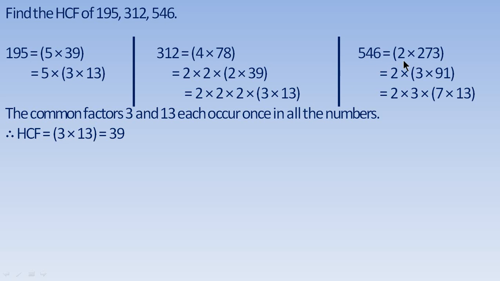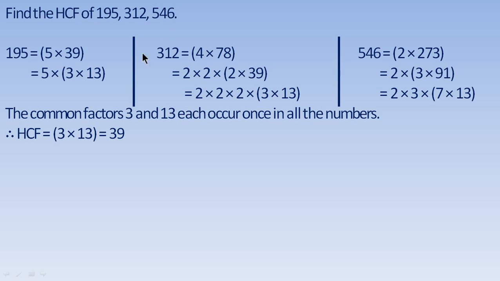546 can be written as 2 into 273. 273 can be split up into 3 into 91, and 91 can be split up into 7 into 13. Now the common factors for all the three numbers are 3 and 13. 3 is common for all the three numbers and 13 is common for all the three numbers. HCF, that is the highest common factor, 3 multiplied by 13 is equal to 39. So 39 is the highest common factor for 195, 312 and 546.